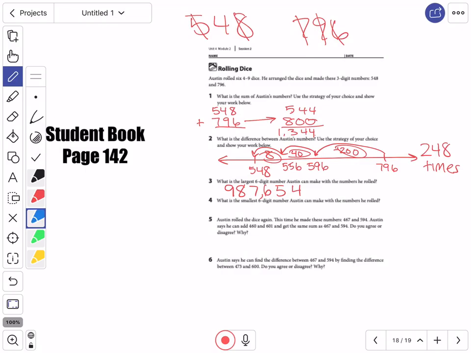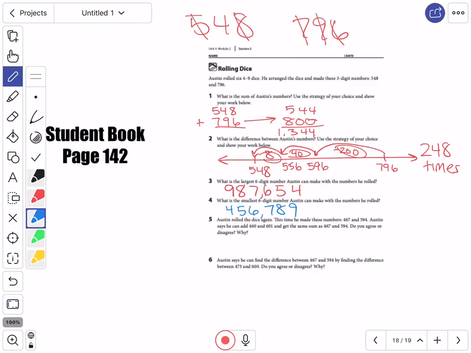The next one says, what is the smallest 6-digit number that Austin can make? Well, if you really think about that carefully, it's really the reverse of the top one. So it's 4, 5, 6, 7, 8, 9. 456,789.